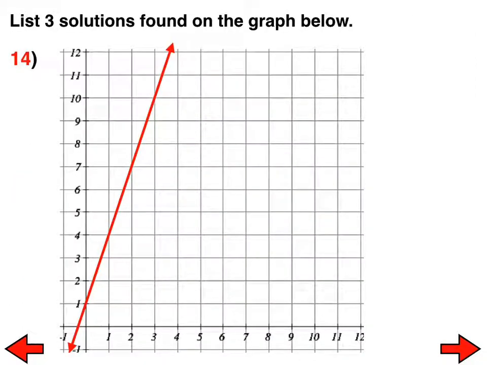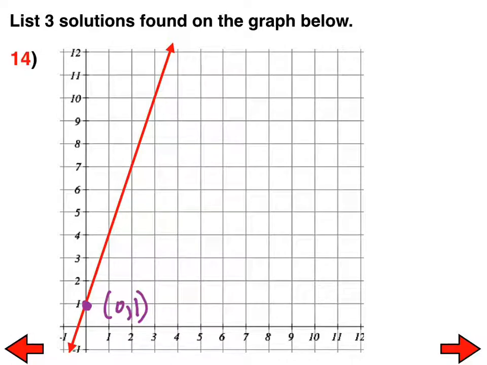All right. So now, let's shift to graphs. List 3 solutions found on the graph below. Well, I've already mentioned it 3 or 4 times today, that all solutions to a linear equation are found on the graph. So could somebody give me one solution for this linear equation that is graphed for you? Yep. 0 comma 1. Okay. So in other words, right there.